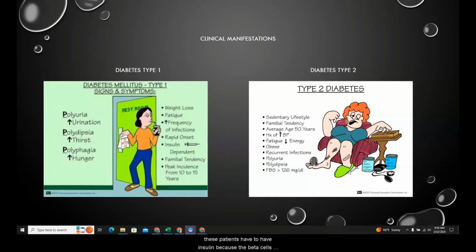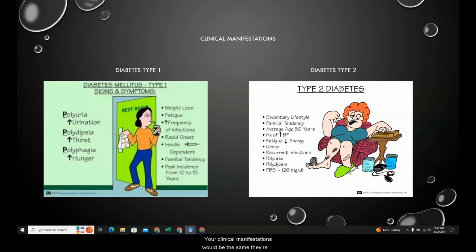Type 1 has rapid onset and is insulin dependent. These patients have to have insulin because the beta cells in the pancreas are not producing it. There's that progressive decline in the production of insulin. There is a familial tendency, and it's usually an adolescent, as young as maybe 4, 5, 6 years old. A lot of times it will be diagnosed in teens as well. It's not typically diagnosed as an adult. The one that's going to be diagnosed as an adult is type 2 diabetes.